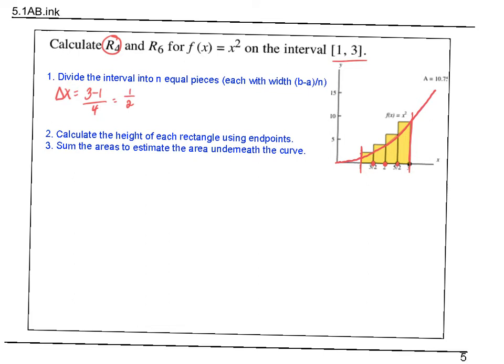And if the delta x is 1/2 and the right corner needs to be touching, the first x value is the most important one. If we're doing right approximation, the first x value will always be your a from your interval plus delta x. That will give you the right-hand side of that first rectangle. So in this case, we have 1 plus 1/2, which is 3/2. And then each of the next rectangles will be adding 1/2.